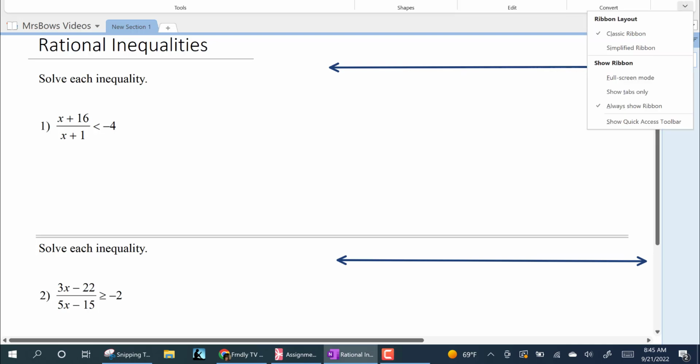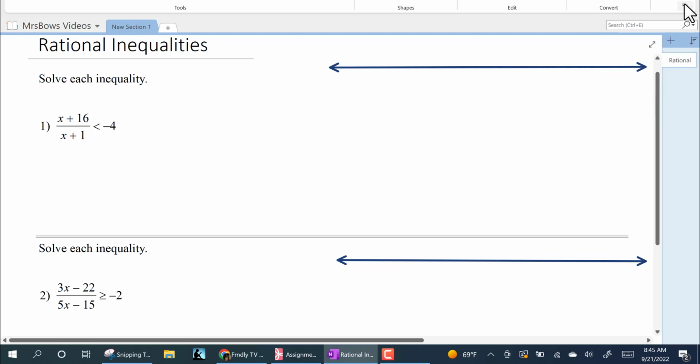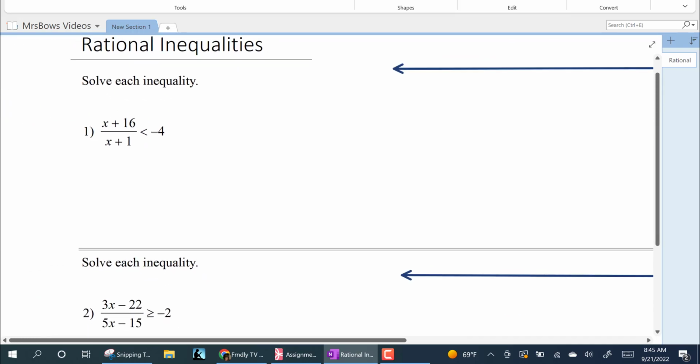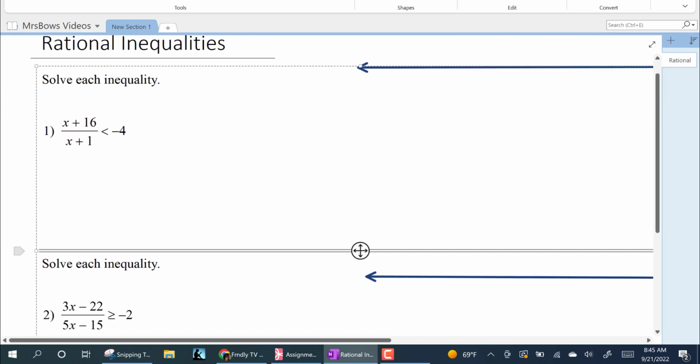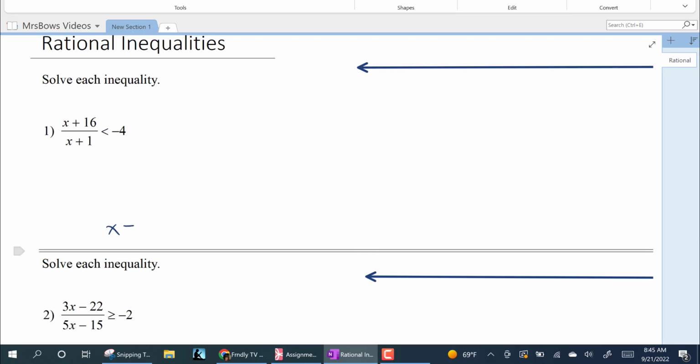Okay, we're going to work on rational inequalities today. Normally when we have equations, we want to get x to one side and the equal side to the other, right? And if it's a rational equation, you also want to find the excluded values. Whatever causes the denominator to be 0 can't be part of the solution because that's where an asymptote is.